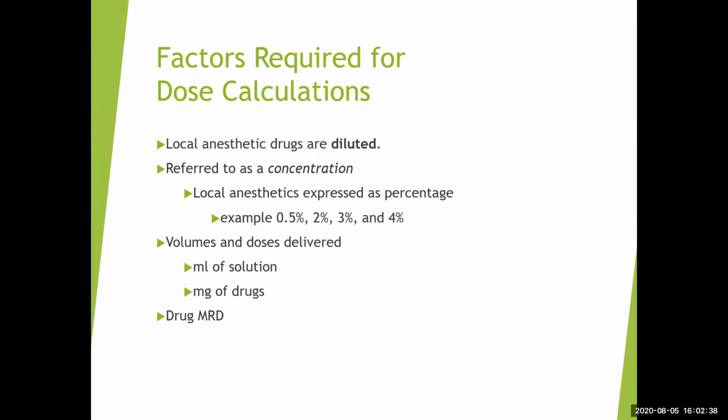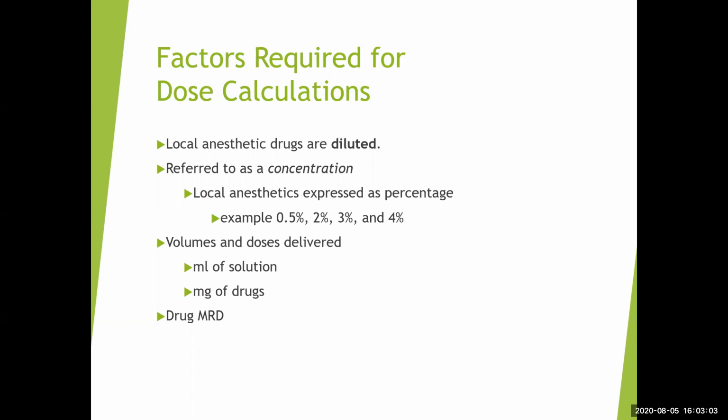Okay, so factors required for dose calculations. The local anesthetic drugs are diluted. So like we learned in week 1, when you have a local anesthetic cartridge, there's a lot of things in there, not just the local anesthetic. There's distilled water, there's vasoconstrictor possibly, there's preservatives, there's much more than just the local anesthetics.